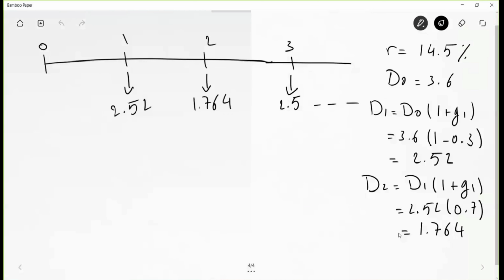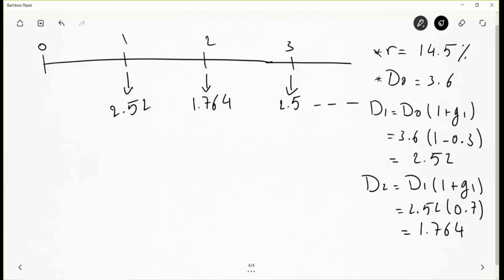So here I have the timeline for that problem. And this is, by the way, a rare case where you see a company reducing its annual dividend. And this is not a case that you will see on any exam. So now I have the discount rate R is 14.5%. D0 is $3.6. I start by computing D1 and D2 because starting from year 3, I have a constant dividend of 2.5.